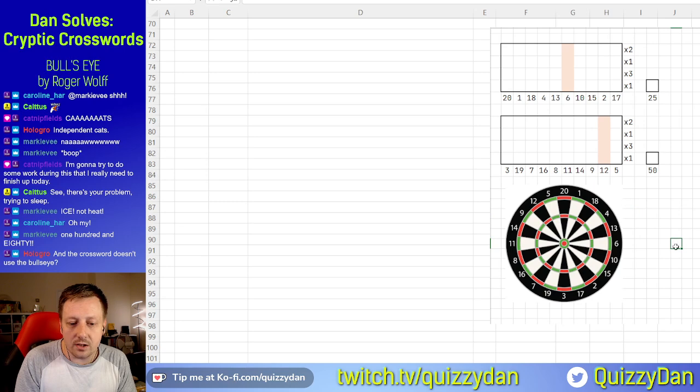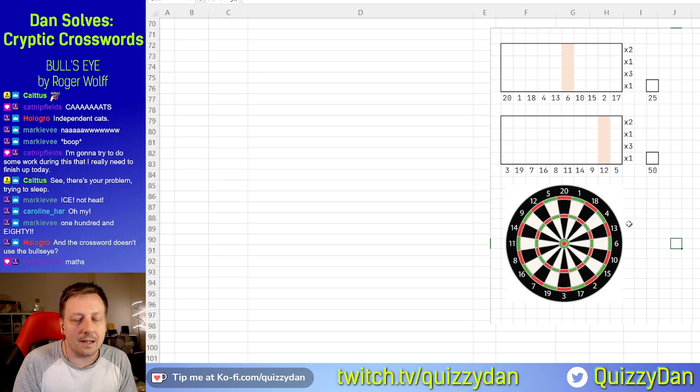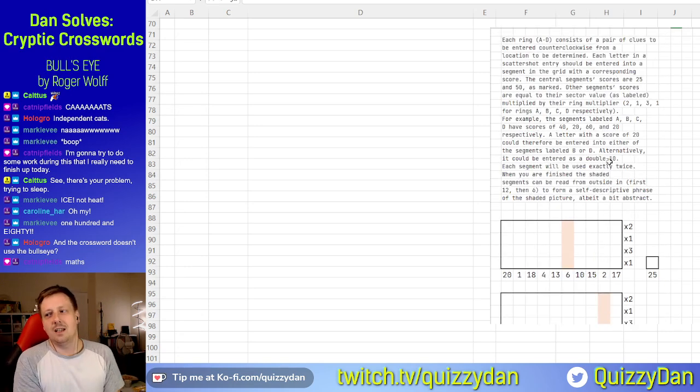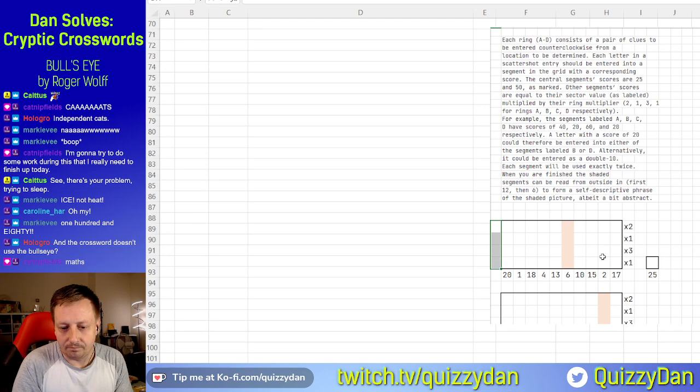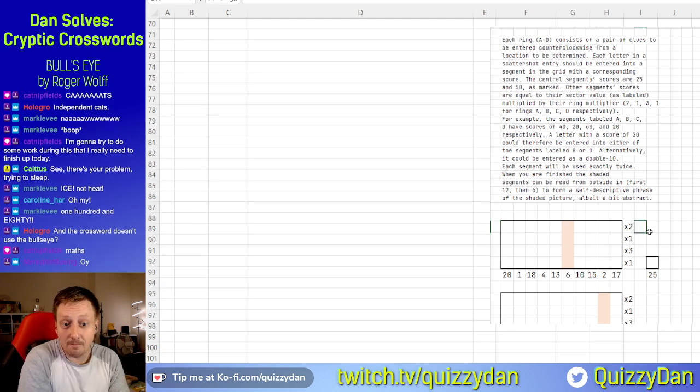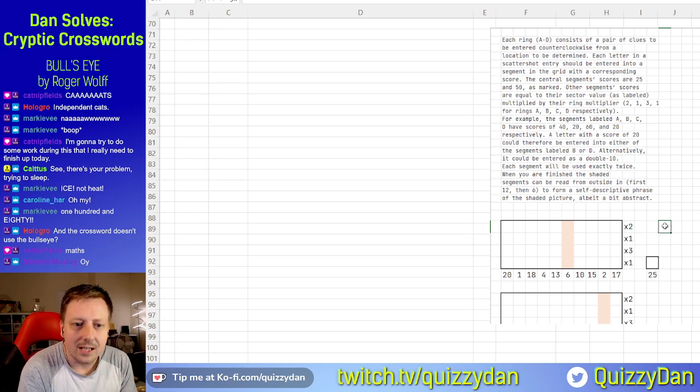The crossword does use the bullseye. Maths is going to be involved. Let's take a look at the blurb. Each ring A to D, so these were labelled A, B, C, and D in the book in the paper version, consists of a pair of clues to be entered counterclockwise from a location to be determined. Each letter in a scattershot entry should be entered into a segment in the grid with a corresponding score.